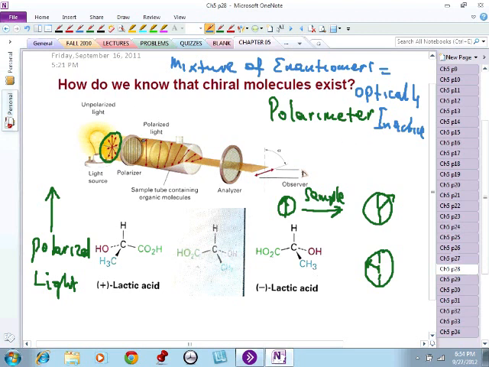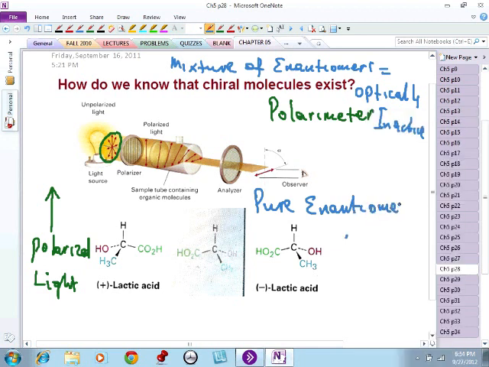On the other hand, if you have a pure enantiomer, the pure enantiomer will have a specific rotation, and we'll say that pure enantiomer is optically active. Indeed, based on the optical activity, based on the specific rotation of a sample, we could actually determine the percentage of each enantiomer that is present in that sample.